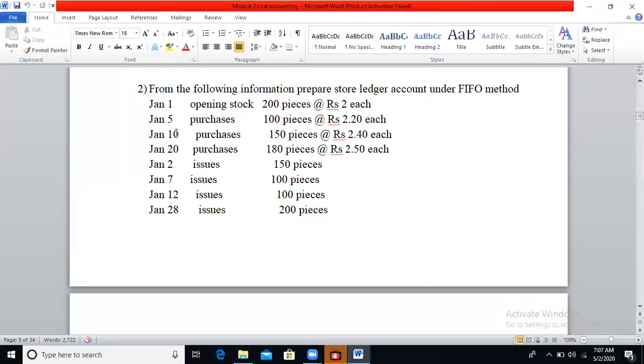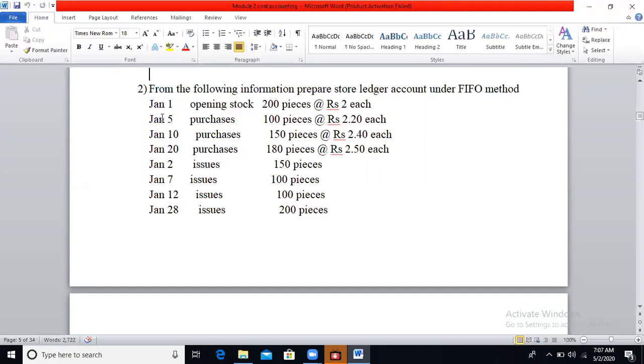Now first you have to arrange the dates in chronological order. See whether the dates are in chronological order. So here the dates are not in chronological order. First arrange the dates in chronological order. The first transaction will be January 1st. The next will be January 2nd, where you have to make an issue.